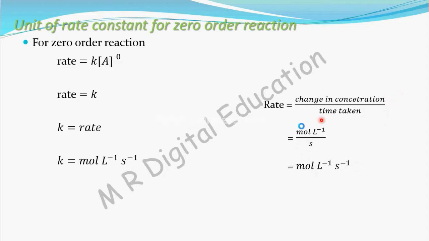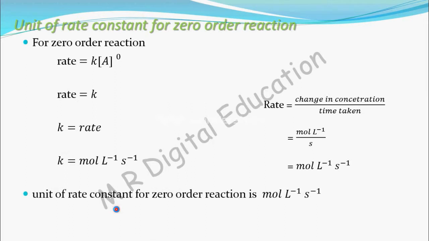If you express concentration in atmosphere, then the unit of rate will become atmosphere per second. So whatever it may be, now let's take this one only, mole per liter per second. So the unit of rate is mole per liter per second. That unit is also equal to the unit of rate constant. So the unit of rate constant for zero order reaction is mole per liter per second.